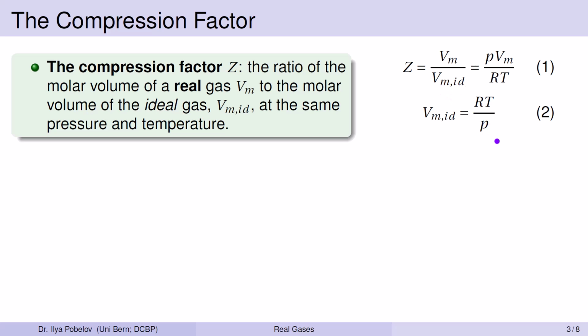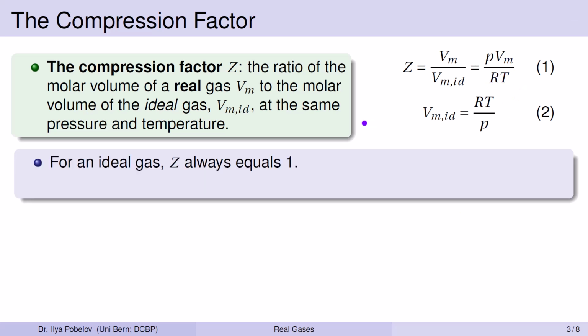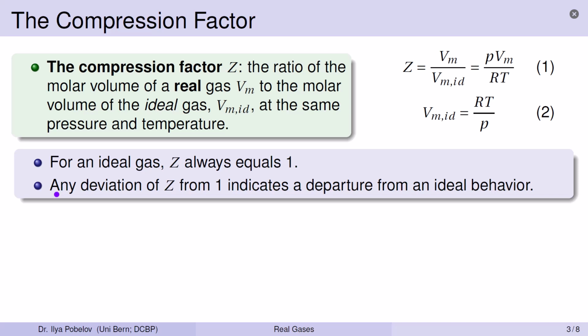The molar volume of an ideal gas is represented as RT over P, so an alternative expression for Z is P times molar volume over RT. For an ideal gas, Z always equals 1, irrespective of the conditions. Hence, any deviation of Z from 1 is indicative of a departure from ideal behavior.